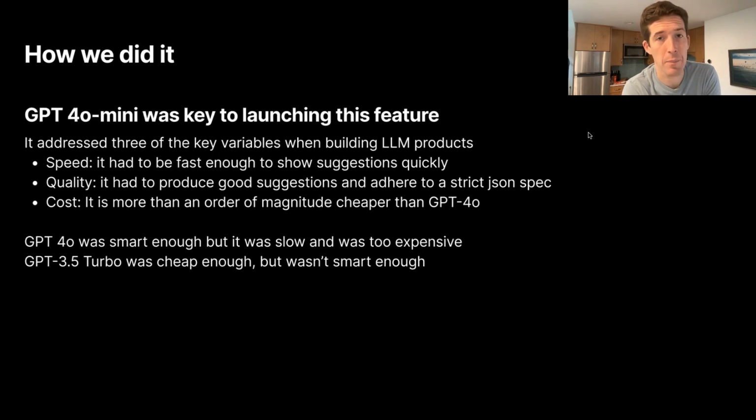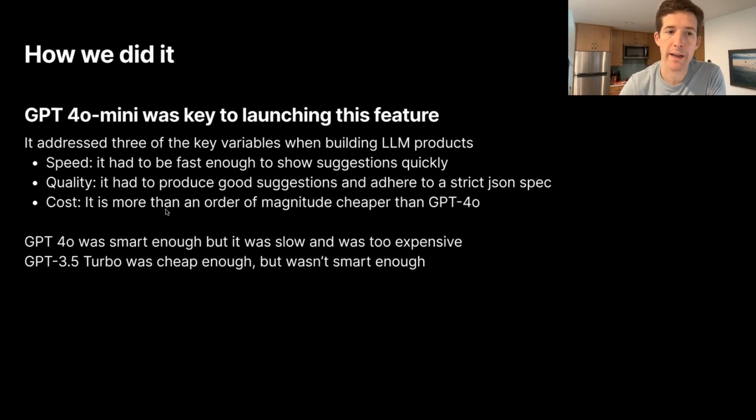There's a big gap between 3.5 Turbo and GPT-4o Mini. And so the quality of the intelligence of the model was able to provide much better suggestions than if we used 3.5 Turbo. It also adhered much better to our JSON spec of what the extension expected in terms of data. And it's an order of magnitude cheaper than GPT-4o.